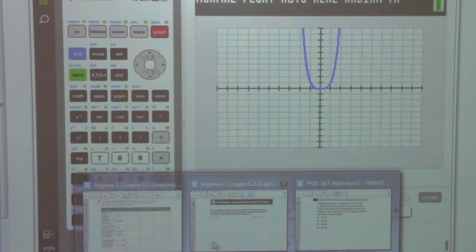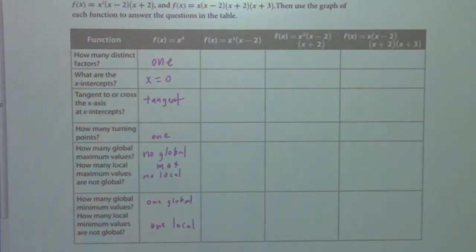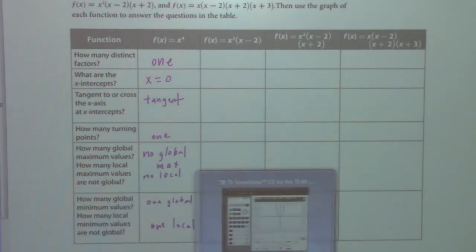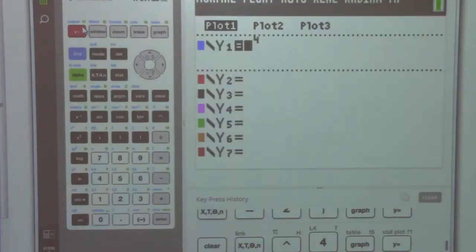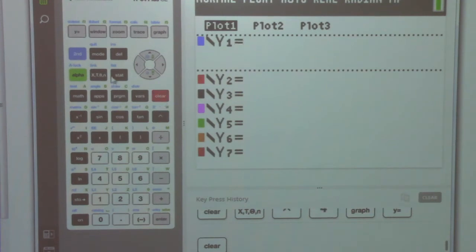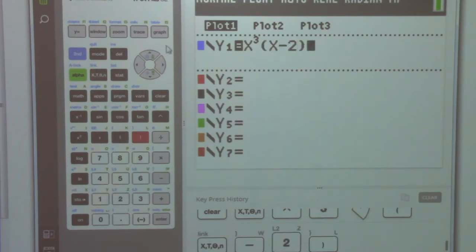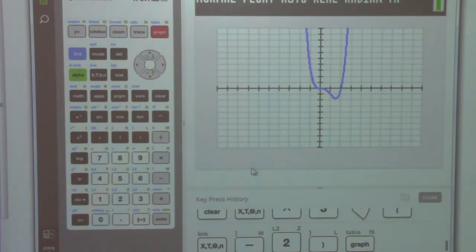And then the next one here, make sure I have it right. It's x minus 2, okay, x cubed times quantity x minus 2. So we have this right here. So is that kind of weird looking? Yeah, it is. Okay. That's what the thing looks like.